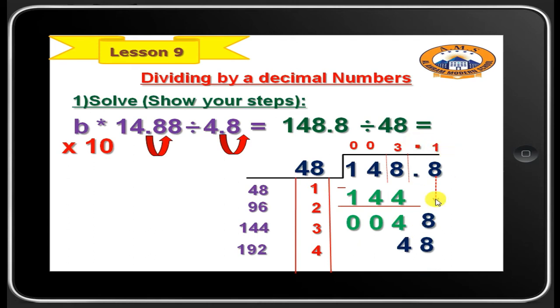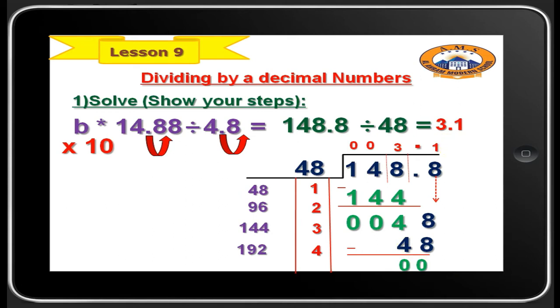So after the up and down, we're going to do the minus. So 8 minus 8 will give me 0. 4 minus 4 also will give me 0. Okay, so the quotient here is 3.1. 3.1 is the final quotient for this exercise.